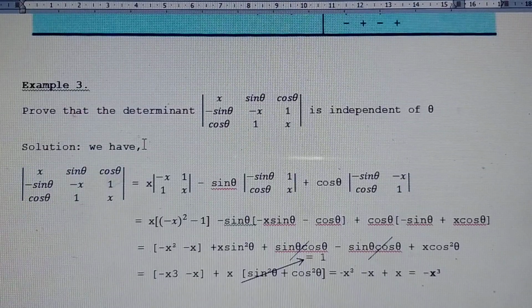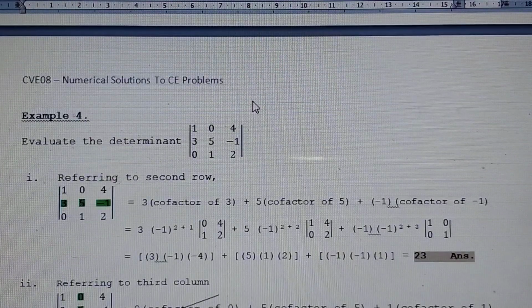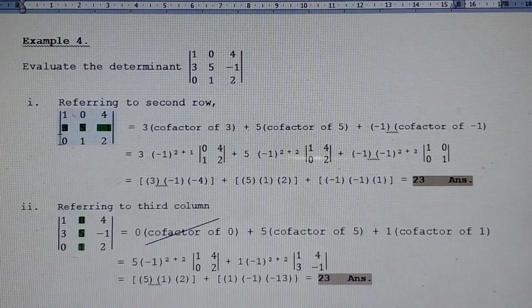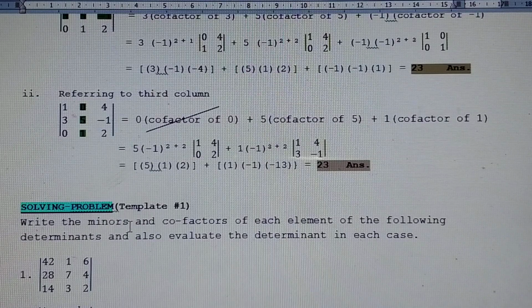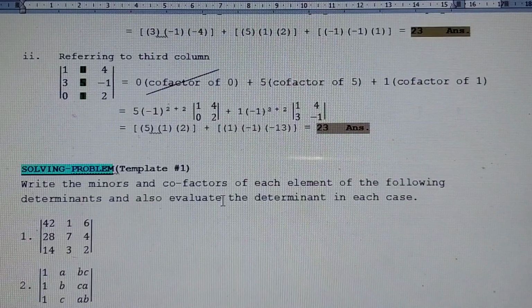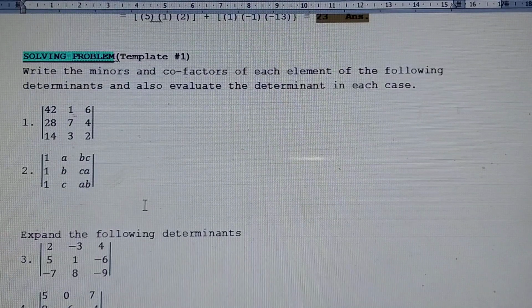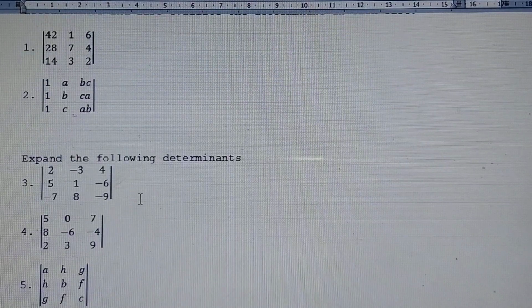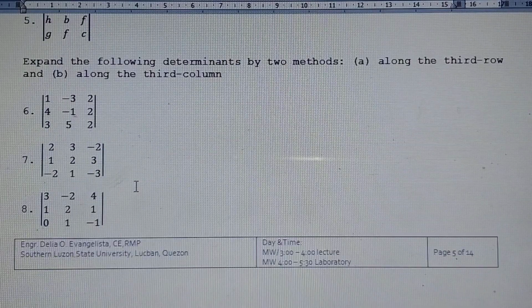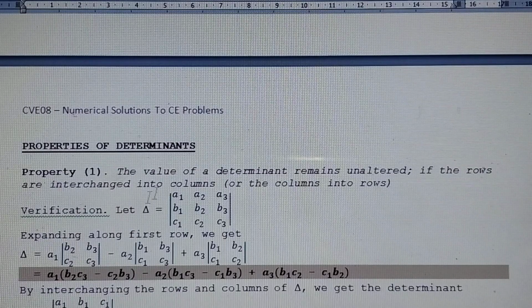Number 3, you can easily review this yourselves. The rest of it you can review on your own. Then number 4, referring to the second row, then referring to the third row, and then the rest is problem solving. This is our template number 1, because we have a laboratory of 3 hours within a week. You will do this during the laboratory hours, answering these solving problems. Then we proceed to the properties of determinants.